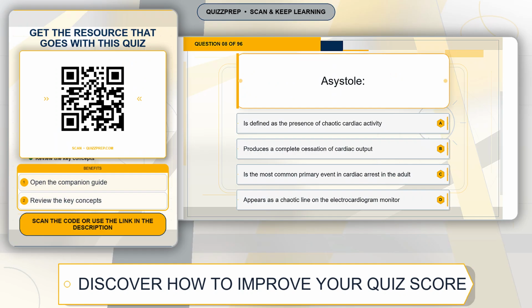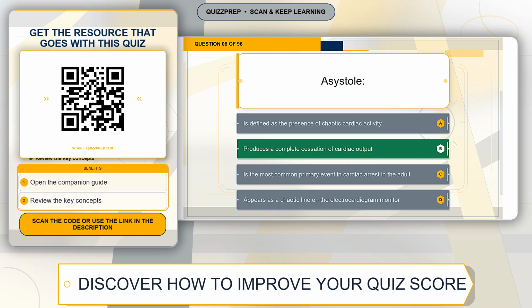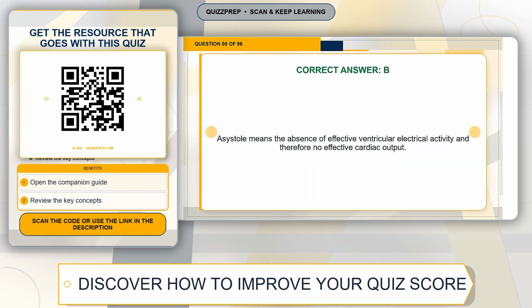Question 8. Asystole: Option A. Is defined as the presence of chaotic cardiac activity. Option B. Produces a complete cessation of cardiac output. Option C. Is the most common primary event in cardiac arrest in the adult. Option D. Appears as a chaotic line on the electrocardiogram monitor. The correct answer is option B. Produces a complete cessation of cardiac output. Explanation. Asystole means the absence of effective ventricular electrical activity and therefore no effective cardiac output.